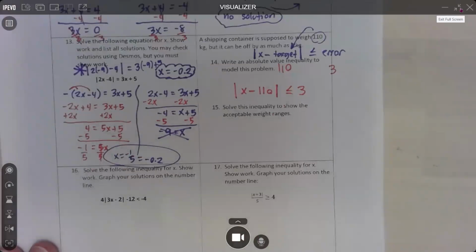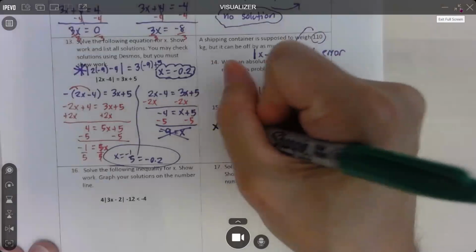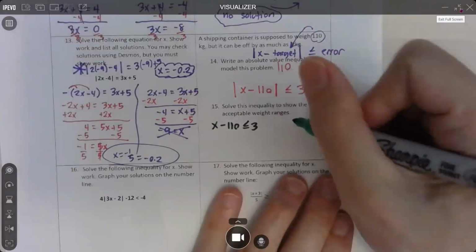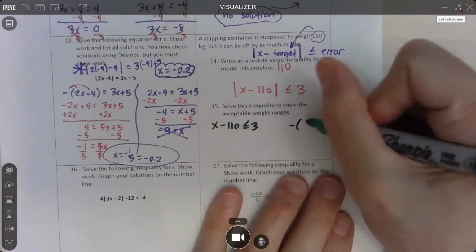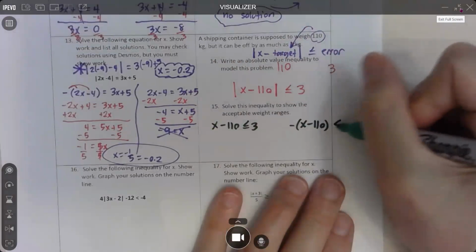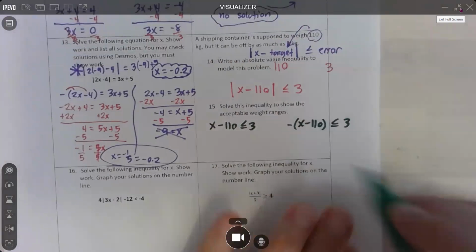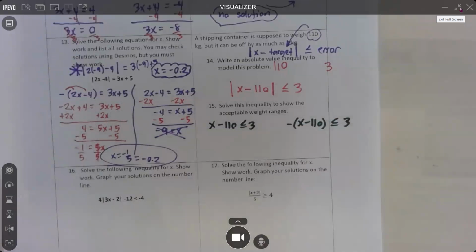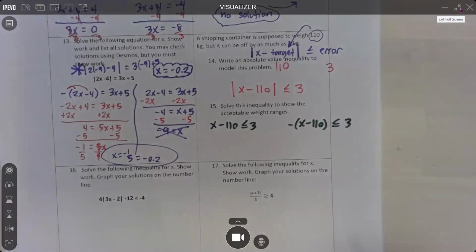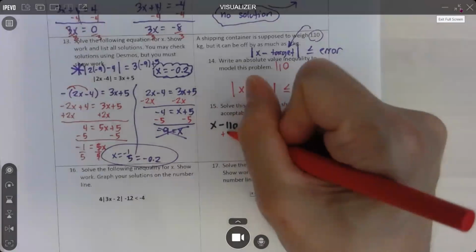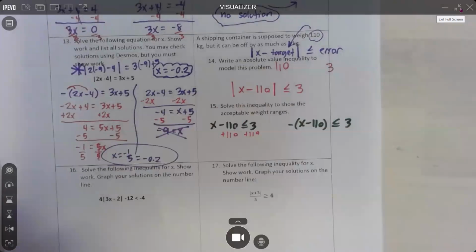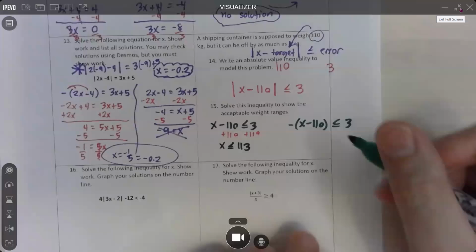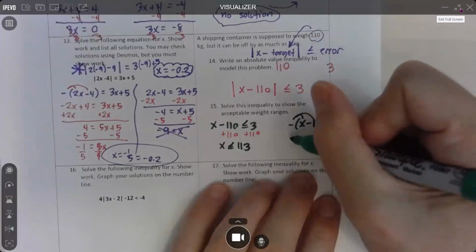You'll say x minus 110 is less than or equal to 3. And then you could say negative, parentheses, x minus 110 is less than or equal to 3. Or sometimes some people do x minus 110 is greater than or equal to negative 3, but either case you have two answers. At the end of the day, you're just adding and subtracting from 110. So this is going to be plus 110, and so x is going to be less than or equal to 113.